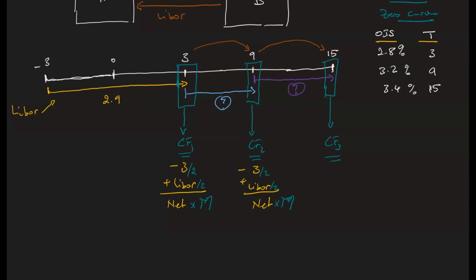Alright, the last one is going to be minus 3% plus LIBOR again, and we're going to have our net, and as usual divided by 2 here. I'm going to use the same pattern, divided by 2 here, divided by 2 here, multiplied by capital M, which is my notional. These are the cash flows that I'm going to try to establish.